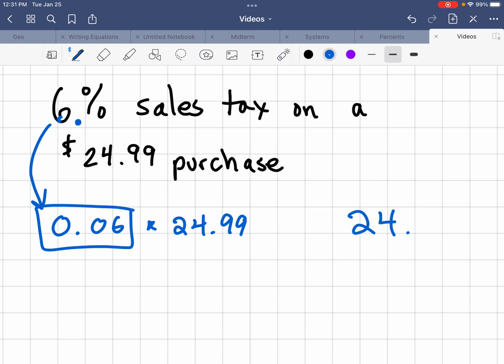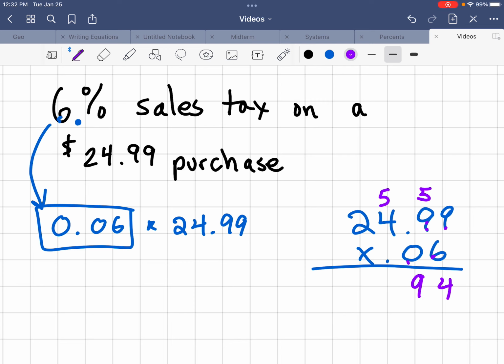So 24.99 times 0.06. This one I'm only going to need 1 row because of that 0. I don't need to multiply by 0 because it will just give me 0. So I'm going to do 6 times the 9, which is 54. 6 times 9 again, which is 54, plus 5 is 59. Carry the 5. 6 times 4 is 24, plus 5 is 29. Carry the 2. 2 times the 6 is 12, plus 2 is 14. So I have all my digits.